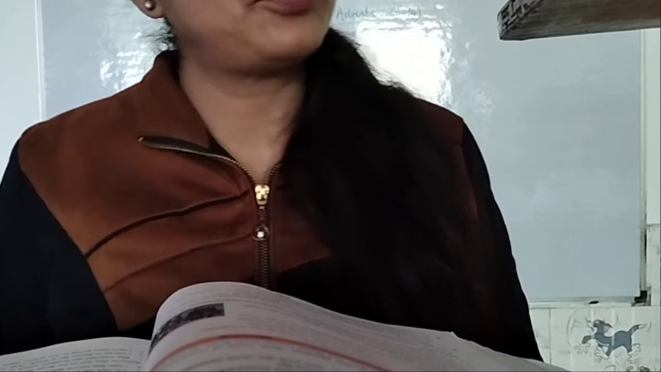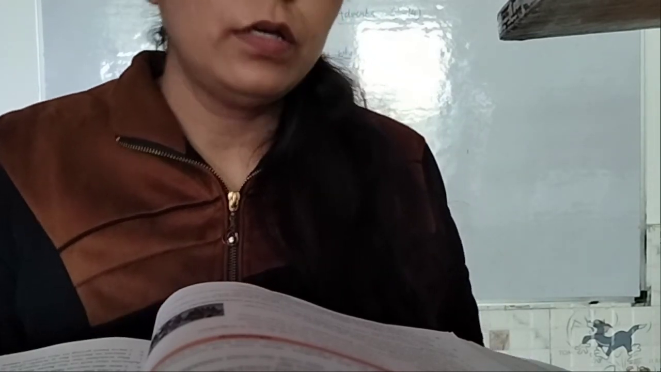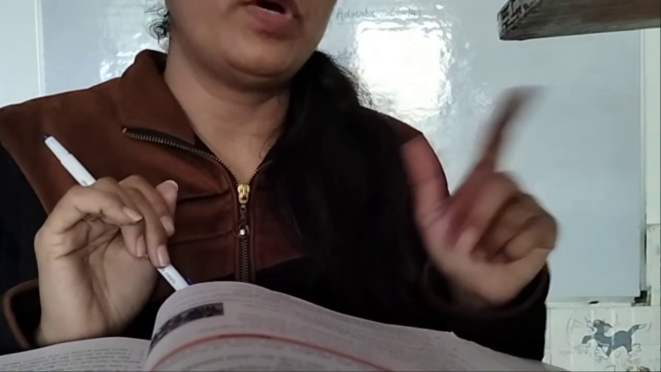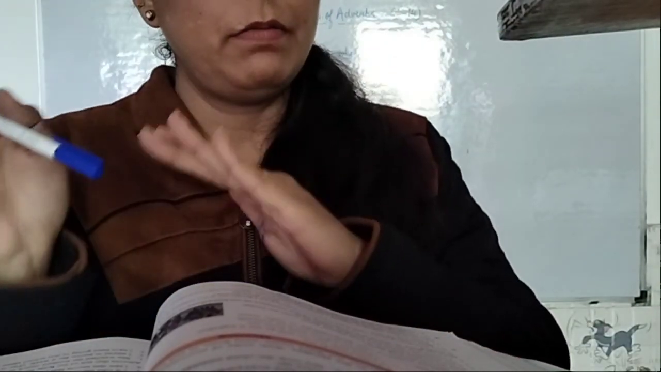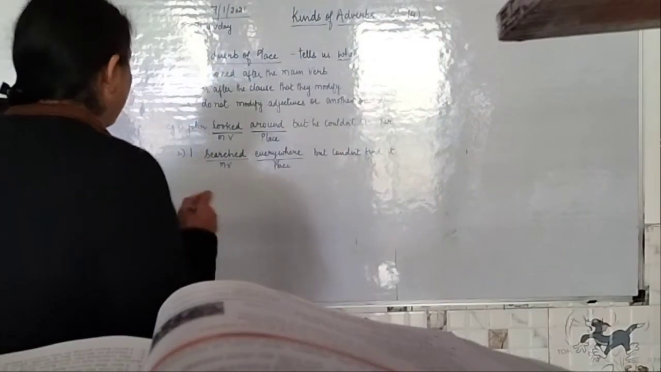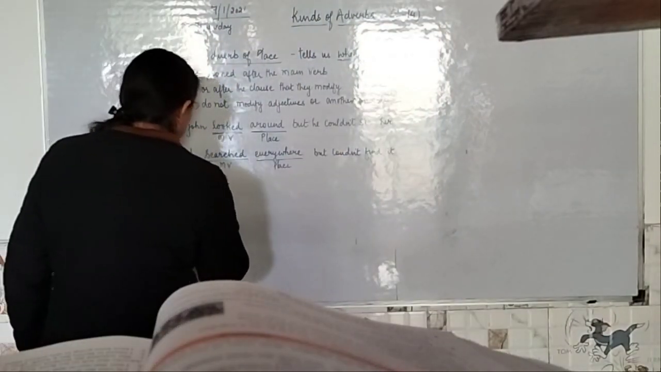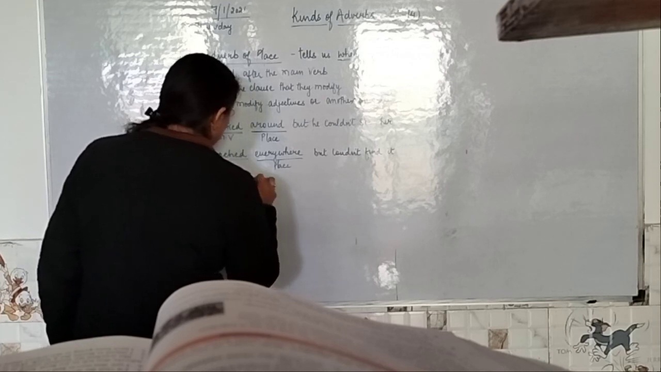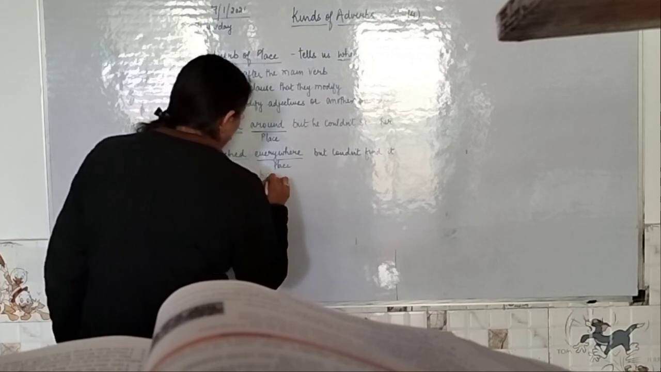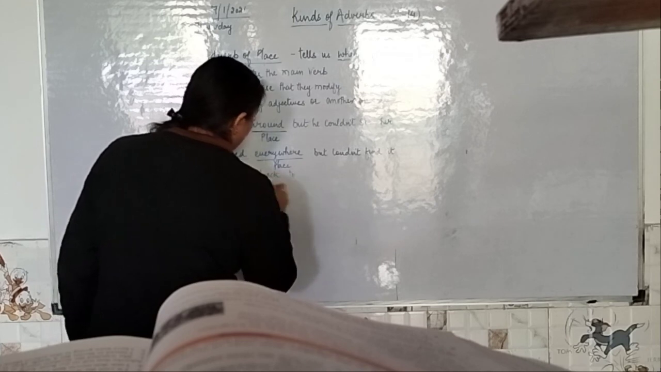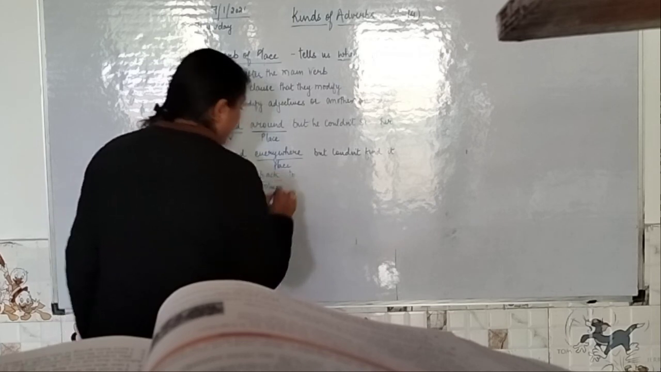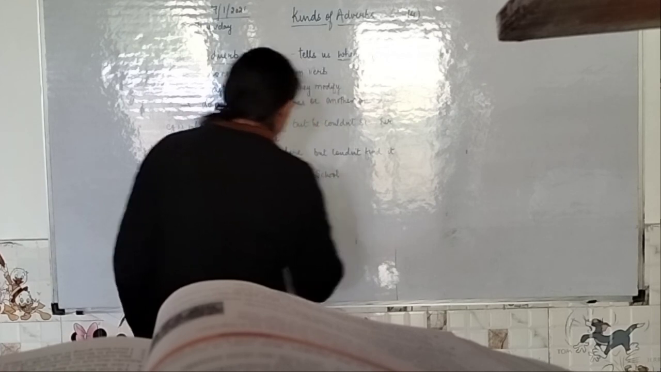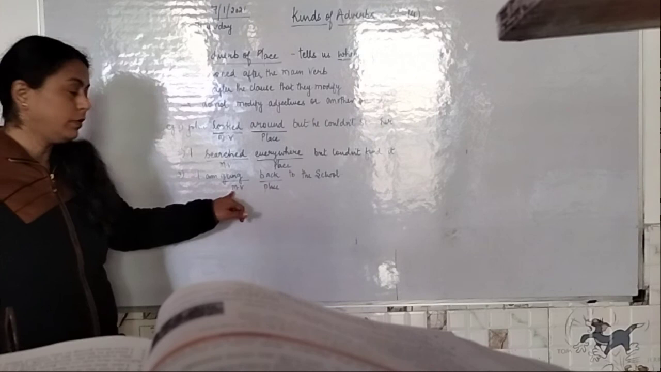I am going back to school. Where are you going? So again it is telling about the place. I am going back. Going is the main verb, back is the adverb. So again it is placed after the main verb.